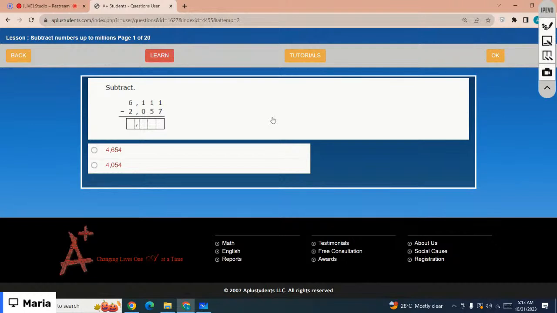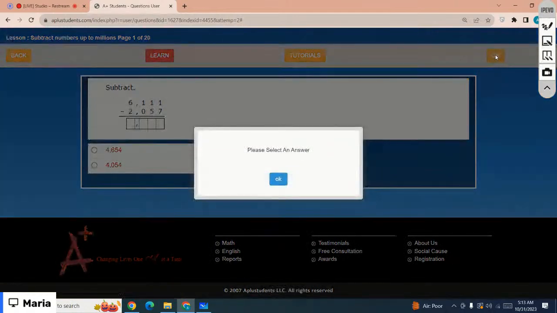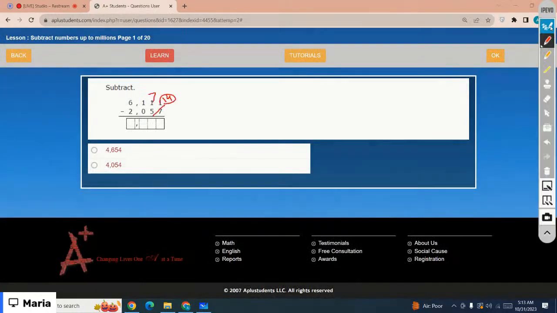The correct option is, okay, let's just subtract. Let's see which is the correct option. How do you subtract? Let me subtract 1 out of 7. You cannot subtract 1 out of 7, right? We need to borrow 1.